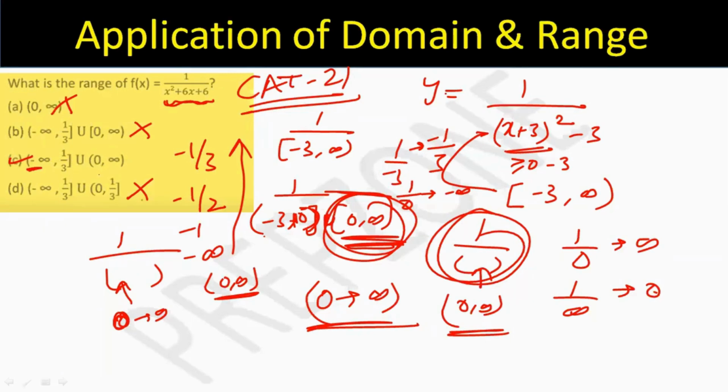I think there is something wrong. It will be minus 1 by 3. There must be some typo in the question. There must be minus 1 by 3. So it will go from minus infinity till minus 1 by 3 union 0 comma infinity. Is this clear to everyone? It was a very, very good question. Take your time, absorb it, and make sure that you understand it by yourself.